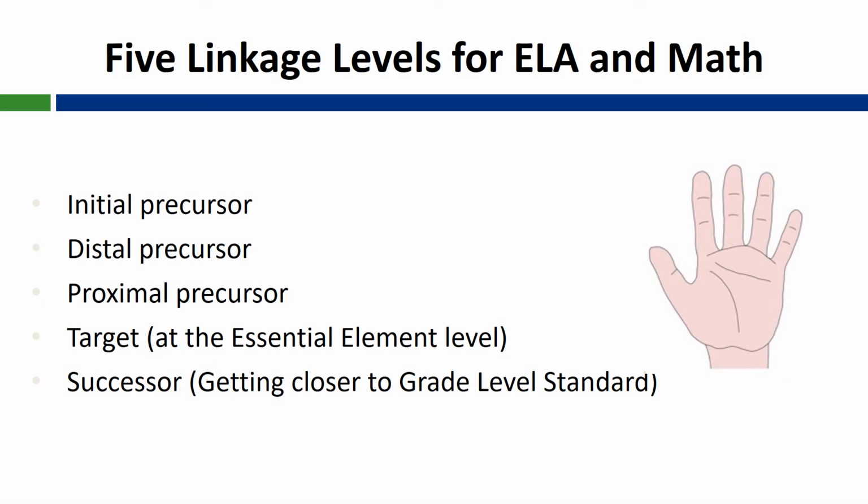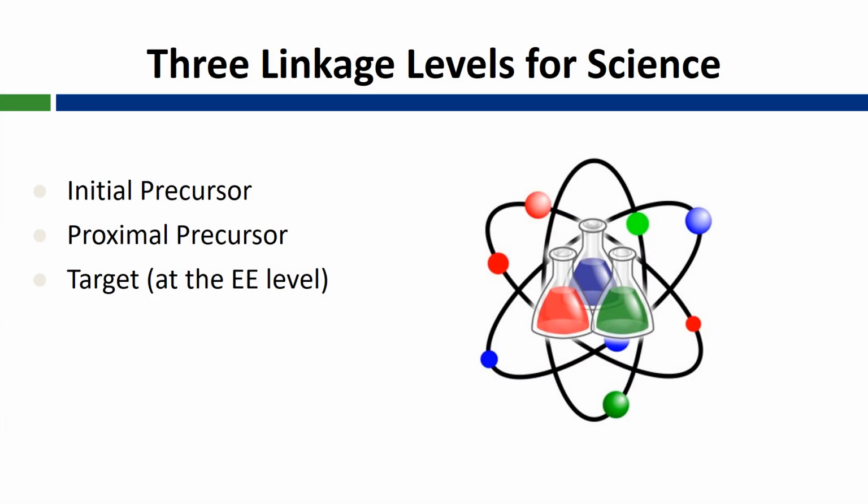There are 5 linkage levels for ELA and Math. These are Initial Precursor, Distal Precursor, Proximal Precursor, Target at the Essential Element level, and Successor, getting closer to grade level standard. Science has only 3 linkage levels: Initial Precursor, Proximal Precursor, and Target. Remember that target level is mastery of a standard. However, it is at a reduced breadth, depth, and complexity of the Missouri learning standards.